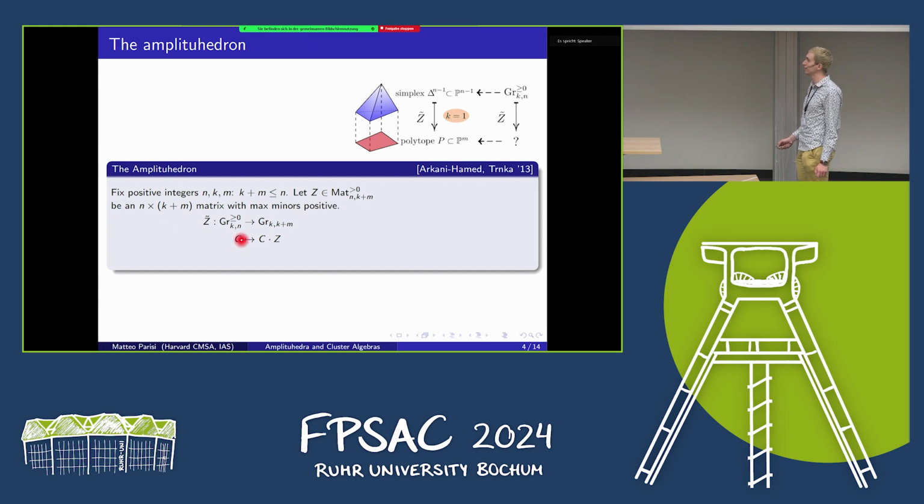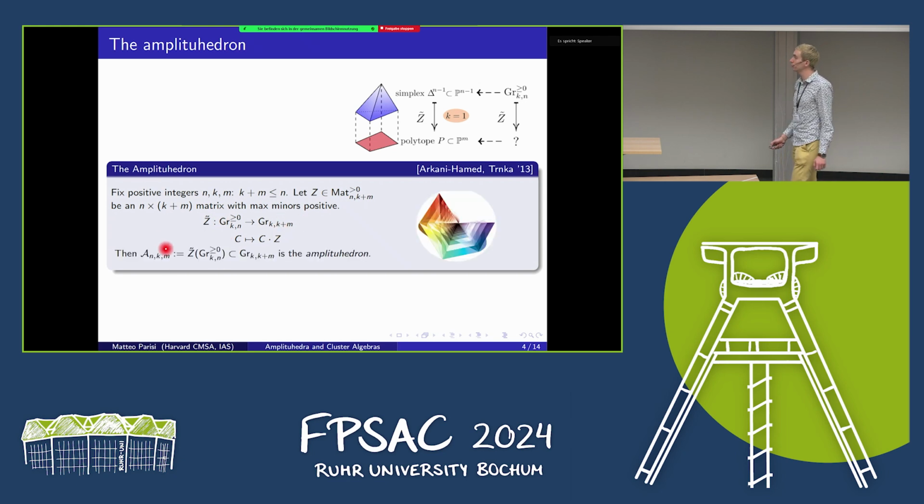And this map is simply matrix multiplication. If you have an element C of the domain, we just multiply it by Z. So we want to consider the image of the whole positive Grassmannian under the Z tilde map inside the Grassmannian Gr(k,k+m), and this is what is called the amplituhedron. I will denote this as A_{n,k,m}. Here is just a cartoon.